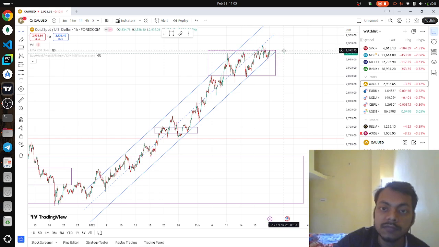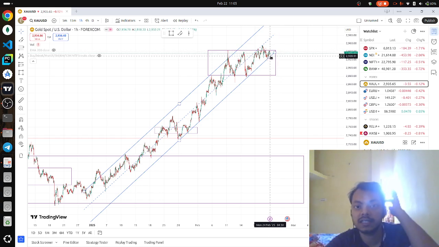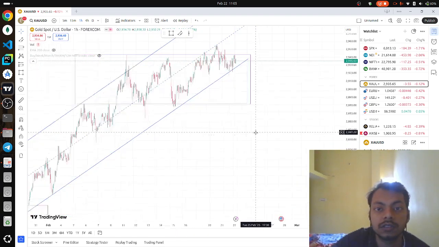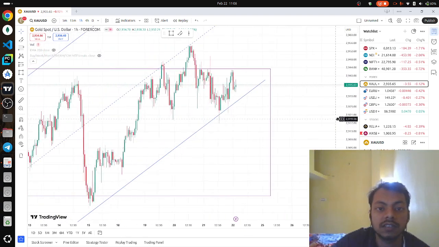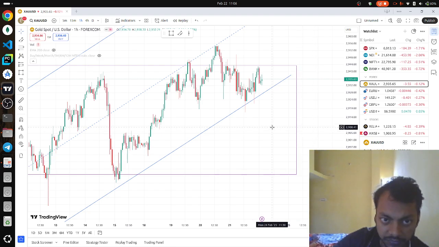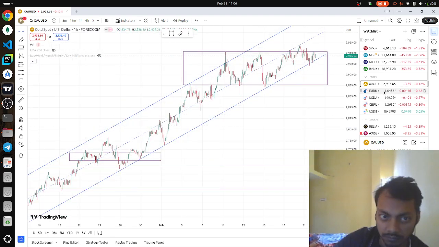So we will have to see what happens in the next week. This is the gold chart. This was last day expiry, Friday, and since today is Saturday and tomorrow is Sunday, the forex market will be closed. So let's see what happens in these days.